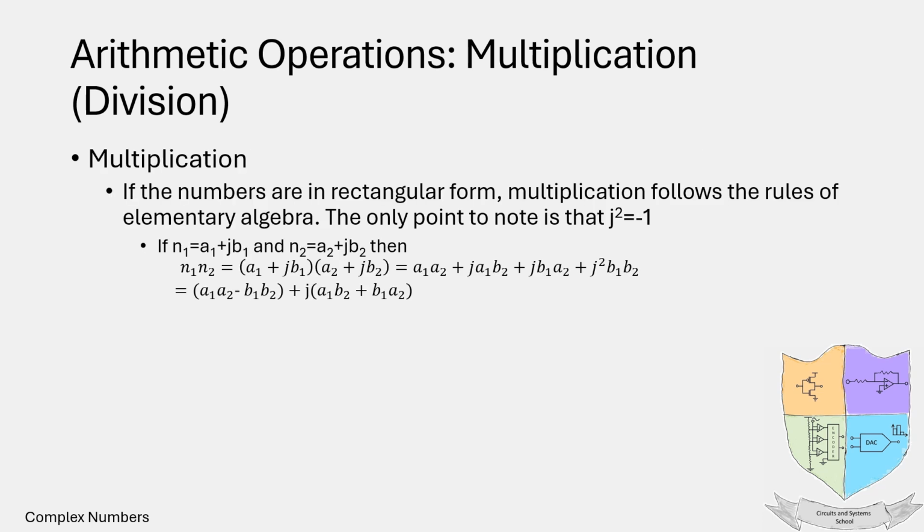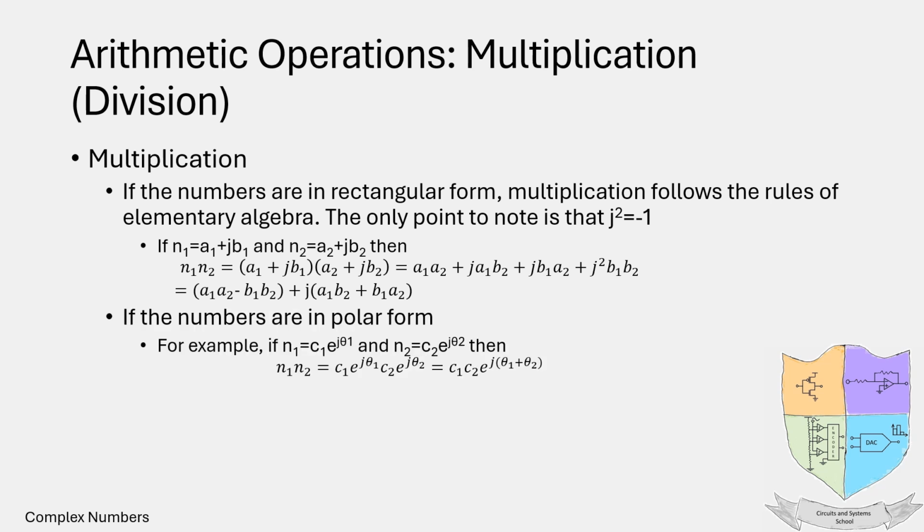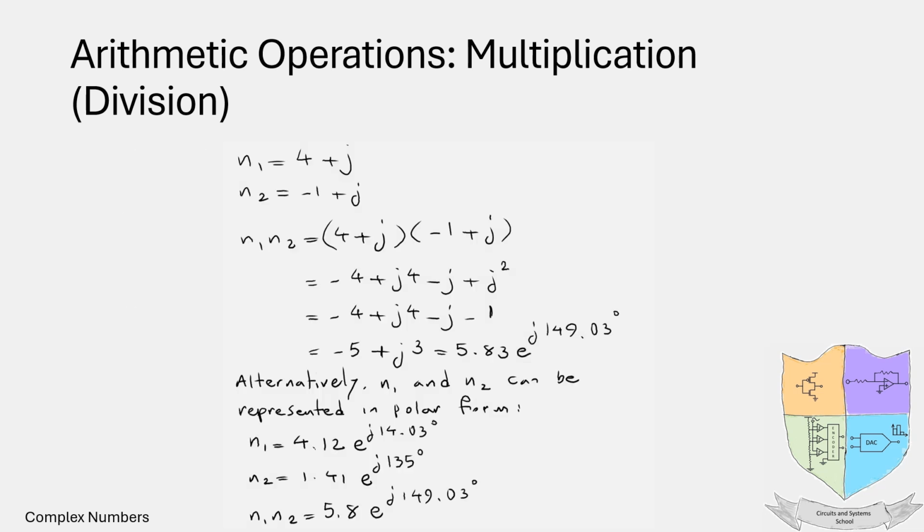For multiplication, if the complex numbers are in rectangular form, multiplication follows the rules of elementary algebra. The only point to note is that j squared is equal to -1. If the complex numbers are in polar form, the magnitudes are multiplied and the angles are added. Here is an example in which two complex numbers are multiplied using both their rectangular and polar representations.